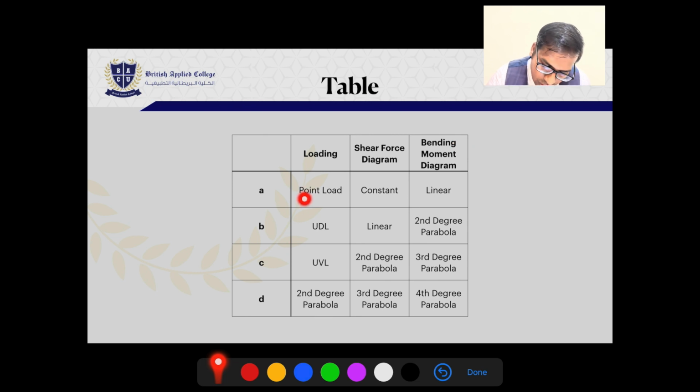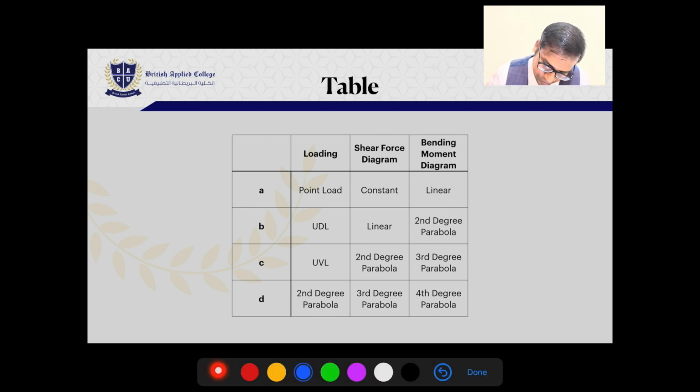If you apply a point load, then for the shear force diagram you have to draw a horizontal line, and the bending moment diagram will be linear. If it is a uniformly distributed load, then the shear force diagram you have to start with linear and the bending moment should be a second degree parabola. For example, imagine here.